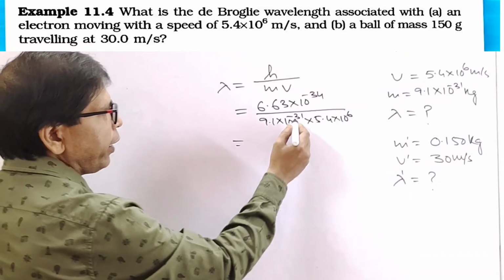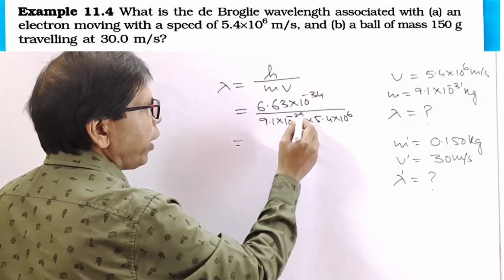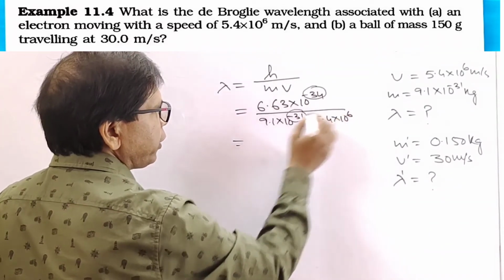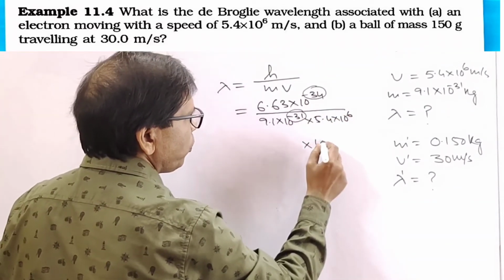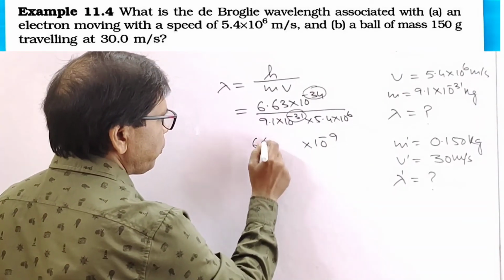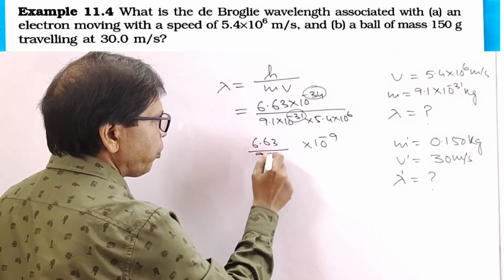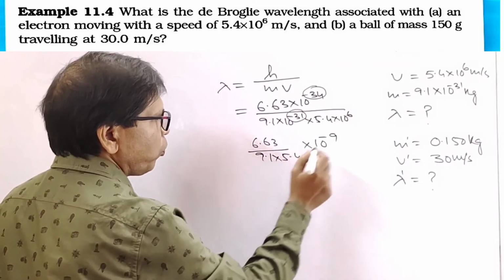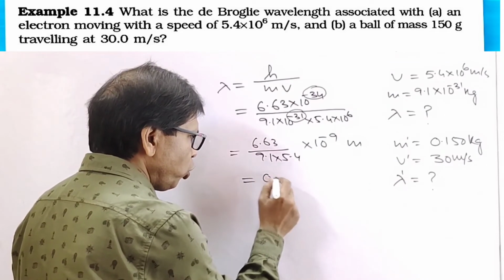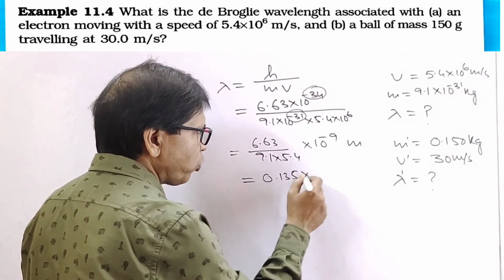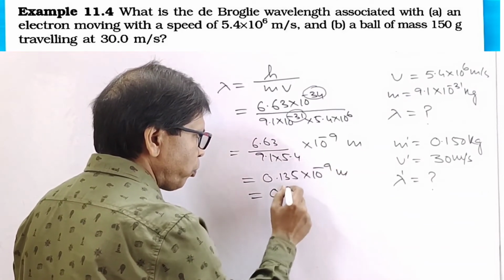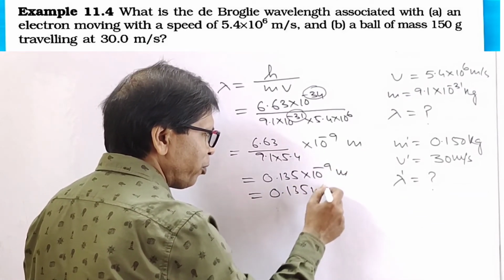Now look at this: minus 31 minus 34 is minus 3, and with the 6 this is 10 to the power minus 9. Now this is 6.63 divided by 9.1 into 5.4, in meters. And this equals 0.135 into 10 to the power minus 9 meter, which is 0.135 nanometer.